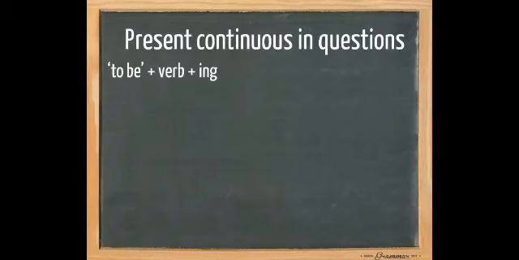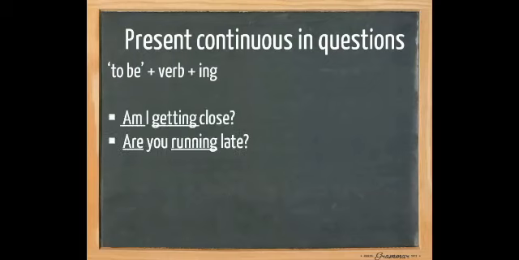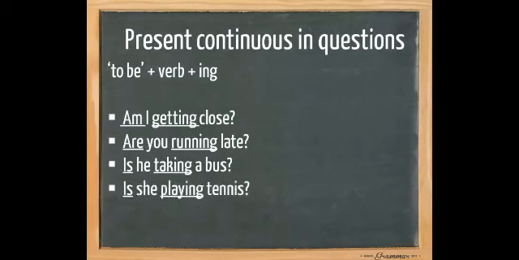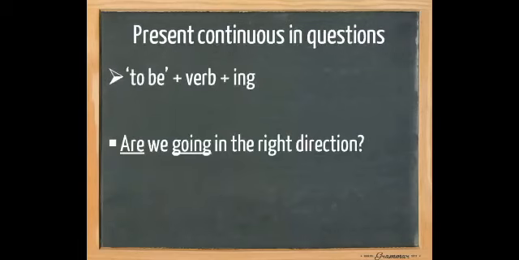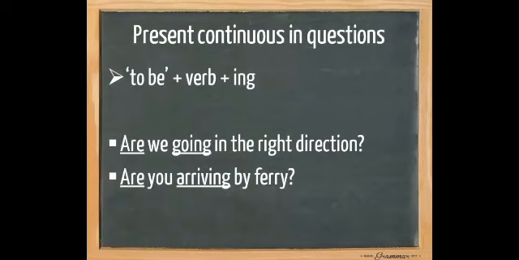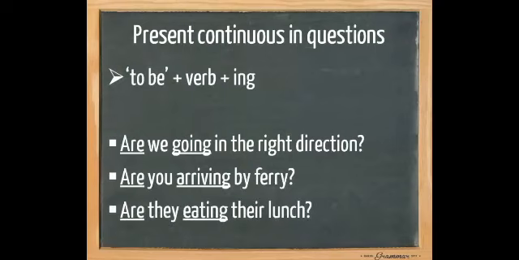We need the auxiliary verb to be, a verb, and ing. For example, am I getting close? Are you running late? Is he taking a bus? Is she playing tennis? Is it snowing? And for the plural forms, are we going in the right direction? Are you arriving by ferry? Are they eating their lunch?